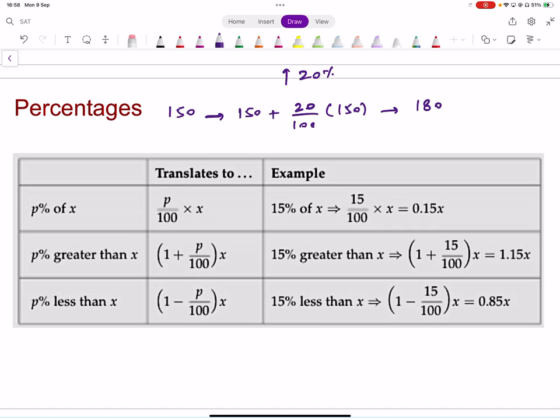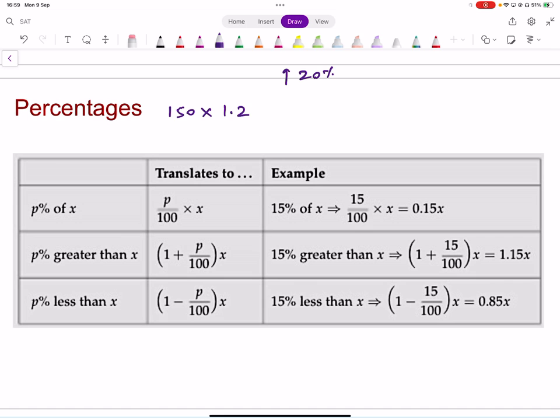Okay? But a lot of times you'll have to do multiple calculations in a single question. So for example, you might have to increase something by a certain percentage and then decrease that by another percentage. This calculation will be too long for that. Now, what's the shortcut if you want to increase 150 by 20%? You do something like this. 150 is going to be multiplied by 1.2. And that will increase it by 20%.